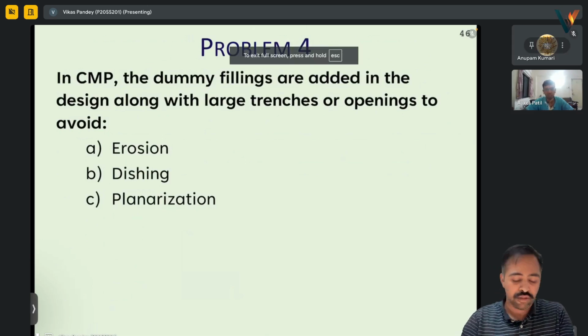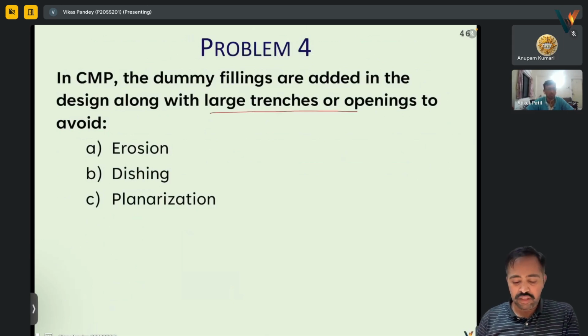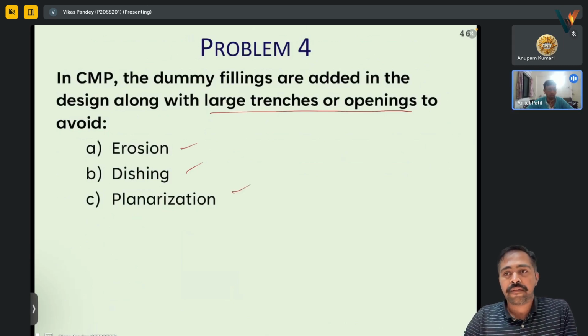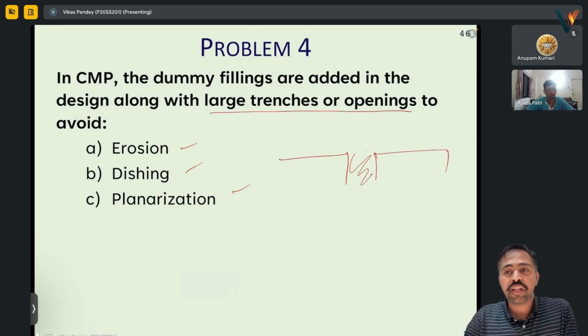Okay. In CMP, dummy fillings are added in the design along with large trenches or openings to avoid erosion, dishing, or planarization. Dummy fillings, you taught just now. So if we are putting dummy fillings, will it reduce erosion, dishing, or planarization?